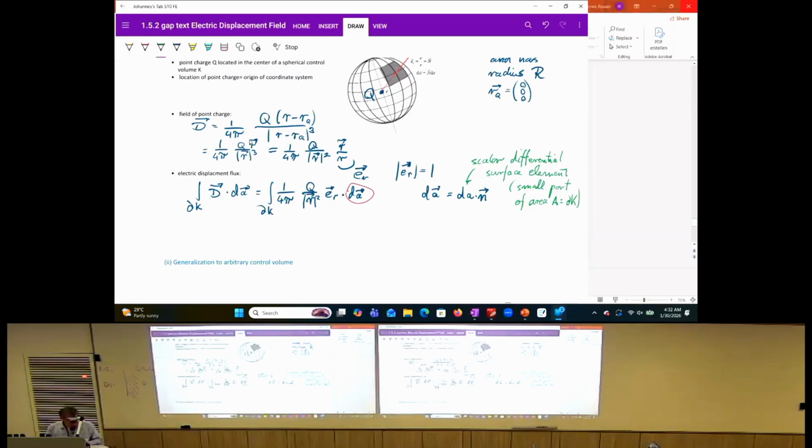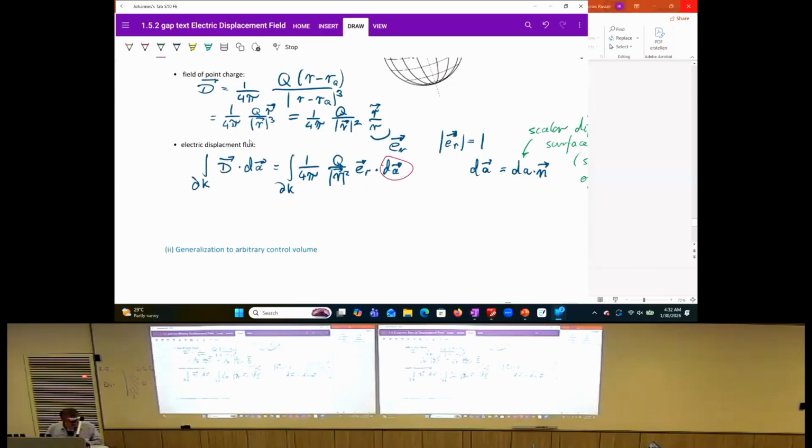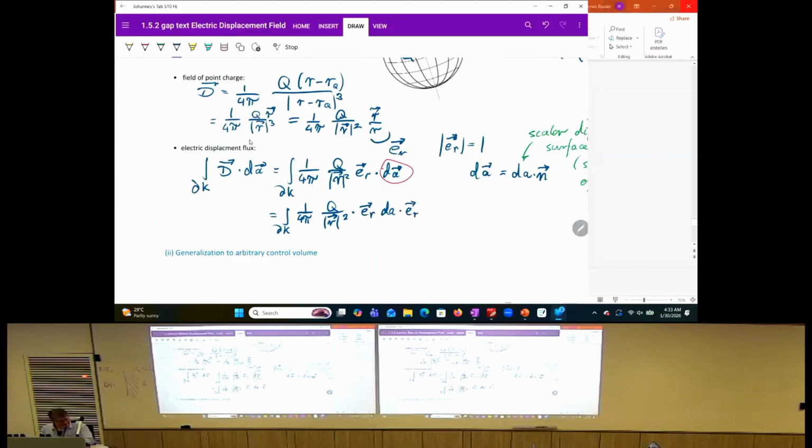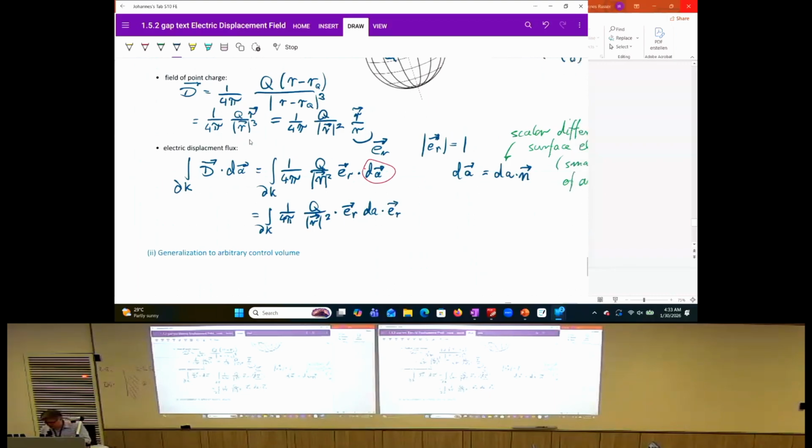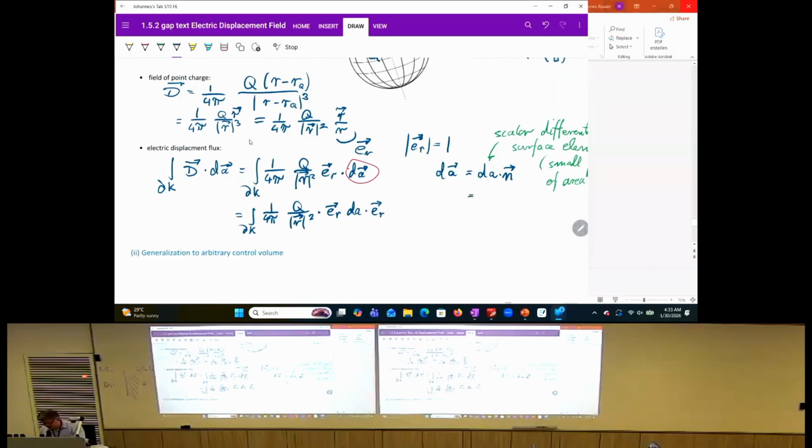So this becomes an infinitesimal area, which is contained in this surface dK. So you can also write it like that. You agree? So we are in a very comfortable situation. This here is basically dA times e_r in our specific scenario, because the control volume is a sphere.